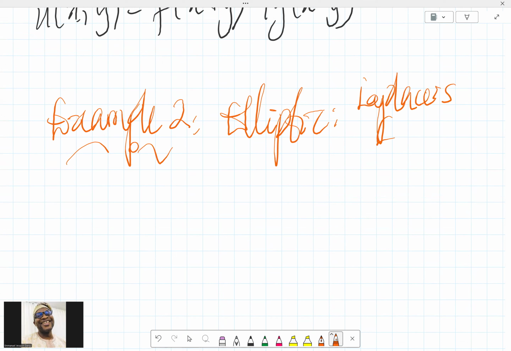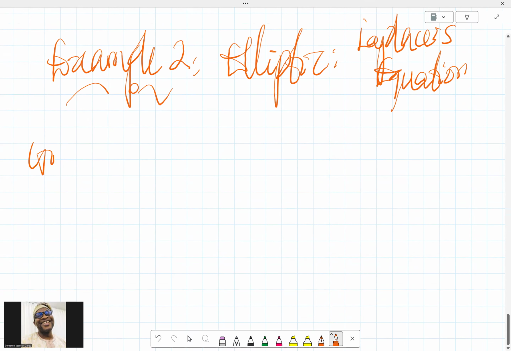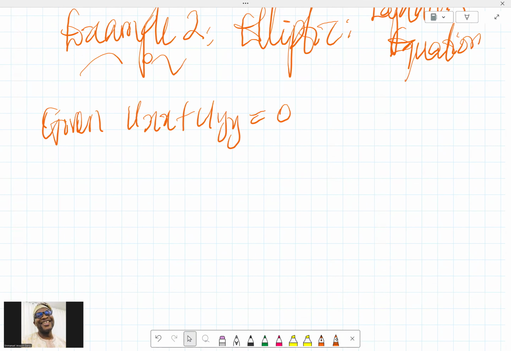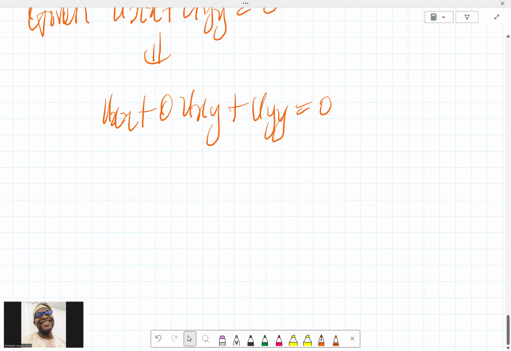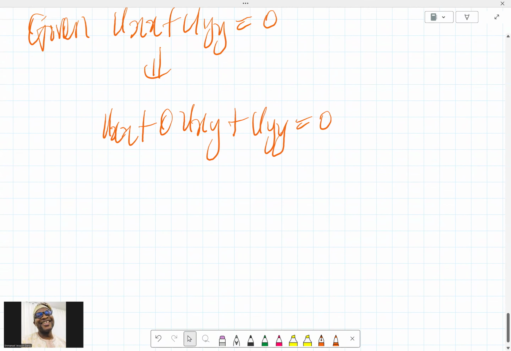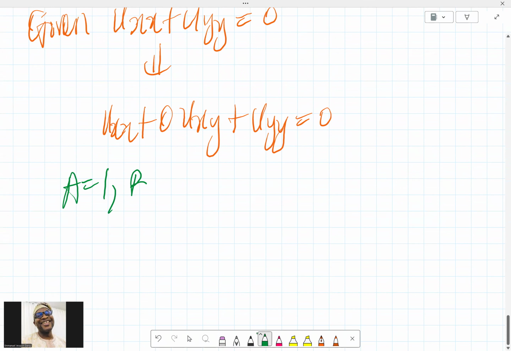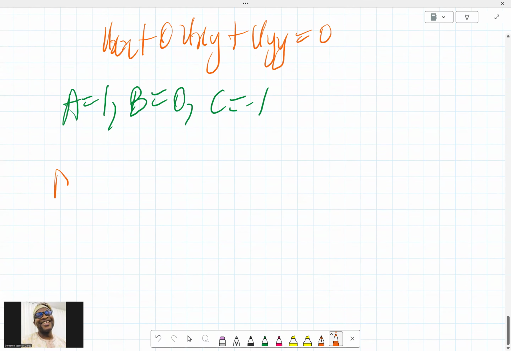The Laplace equation. In this case, we have the given uxx plus uyy equals 0. If you arrange it in the standard form, this will be uxx plus 0 uxy plus uyy equals 0. That simply means that A is equal to 1, B is equal to 0, and C is equal to 1.